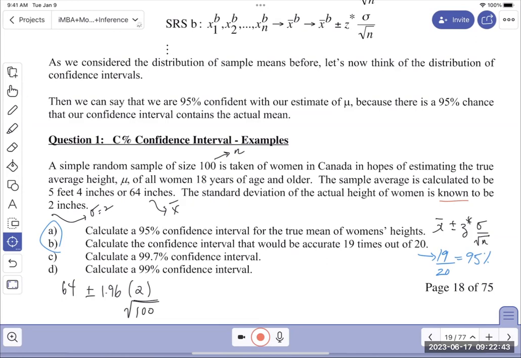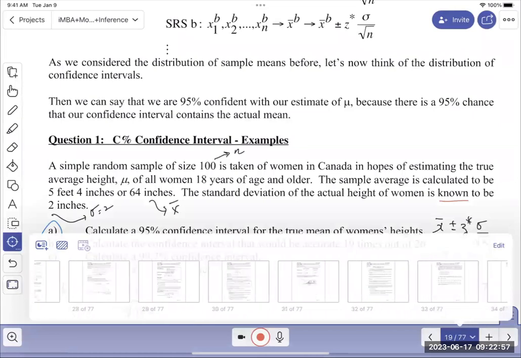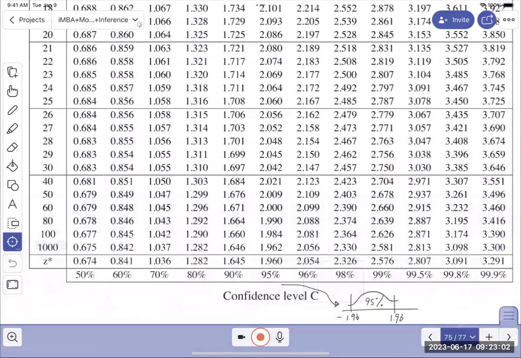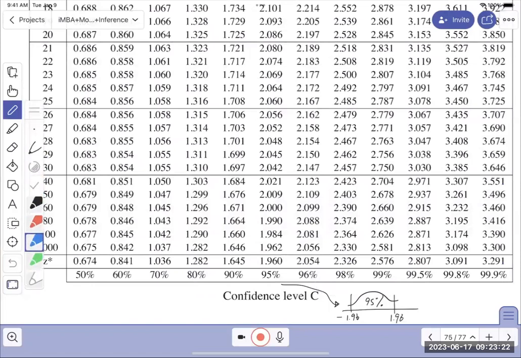So to calculate C, it's the same problem, but now I want a 99.7% confidence interval. What will that do? We have to go look that up in a table. We'll find it's not there, right? 99.7 is not on the table. 99.5 is, 99.8 is. So what do we do for 99.7? How do we find it? Do a mental math or let's make a sketch.